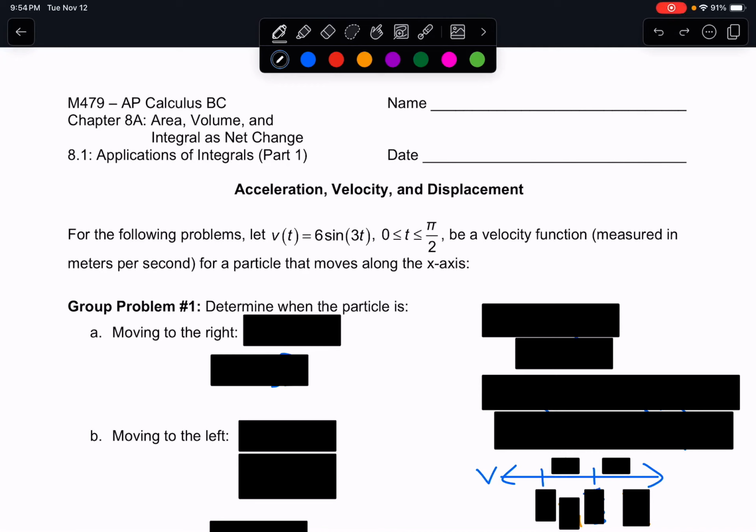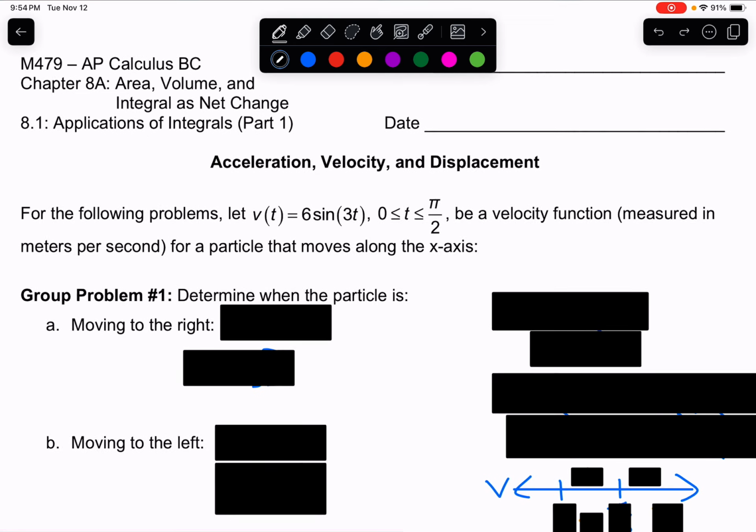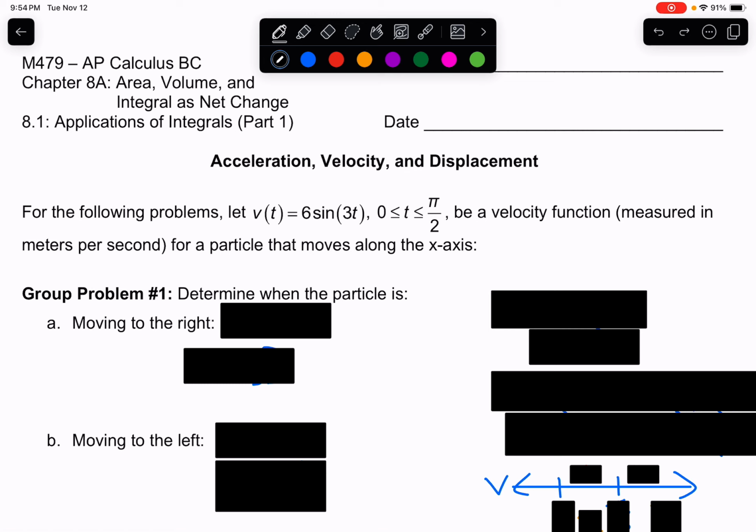Hi everyone. Today we're going to start our review of using integrals as net change and some applications of integrals in general. So most of today, like I said, is going to be review topics, right? We're going to start off with a concept that we've studied quite a bit: acceleration, velocity, displacement questions.